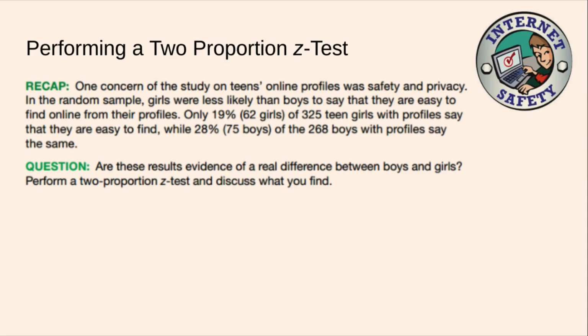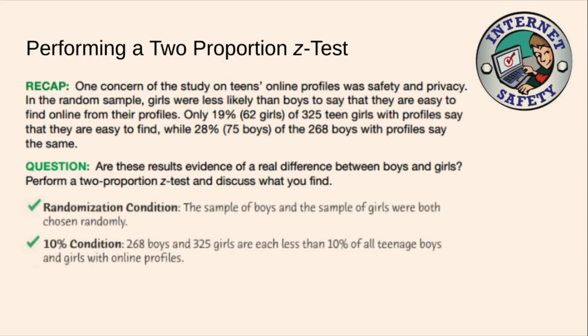Are these results evidence of a real difference between the boys and the girls, at least in terms of their online profiles being safe and private? Perform a two-proportion z-test and discuss what you find. Okay, so first and foremost, we need to check our conditions here. We're going to start out with our independence within each group, randomization. The sample of boys and girls were both chosen at random. 10% condition is clearly satisfied.